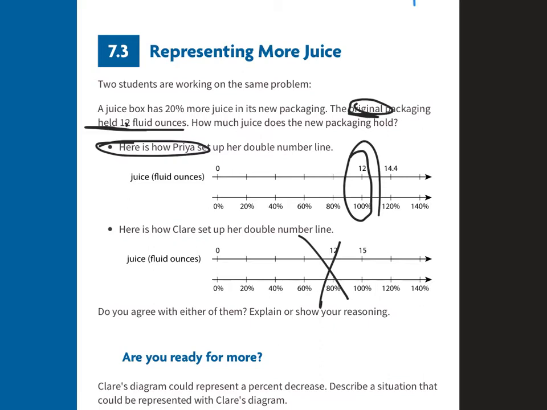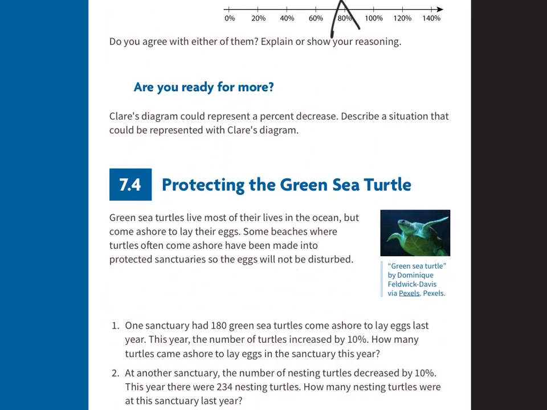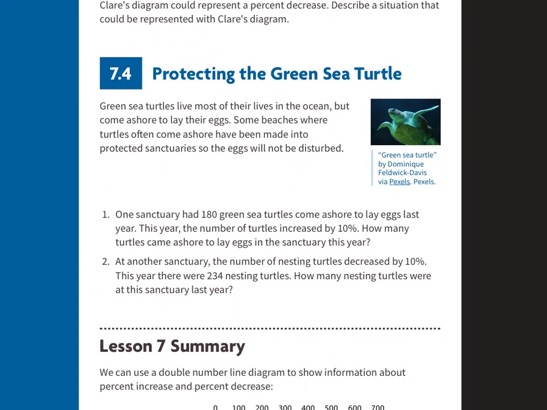And then one more thing on page 56, we're going to look at turtles. Green sea turtles live most of their lives in the ocean, but come ashore to lay their eggs. Some beaches where turtles often come ashore have been made into protected sanctuaries, so eggs will not be disturbed. One year, the sanctuary had 180 green sea turtles come ashore to lay eggs. This year, the number of turtles increased by 10%. How many turtles came ashore to lay their eggs this year?